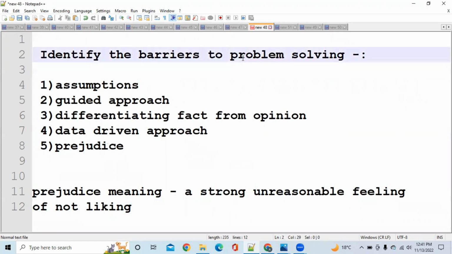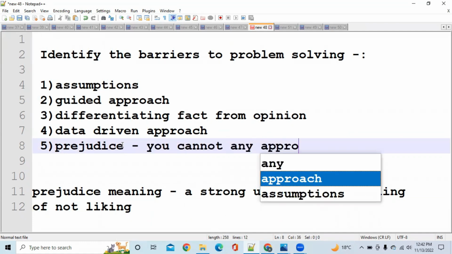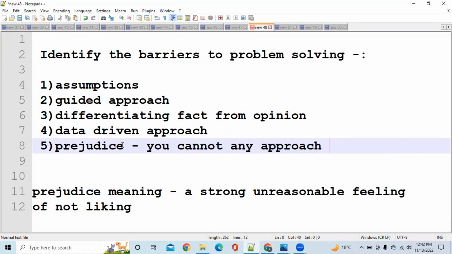If you move to the next question, you can see identify the barriers to problem solving. So according to you, what will be the answer? Assumption, guided approach, differentiating fact from opinion, data driven approach, prejudice. So guys, prejudice means a strong unreasonable feeling of not liking. So you cannot reject any approach which you are not liking. Okay, if it is beneficial, you have to decide on that approach.